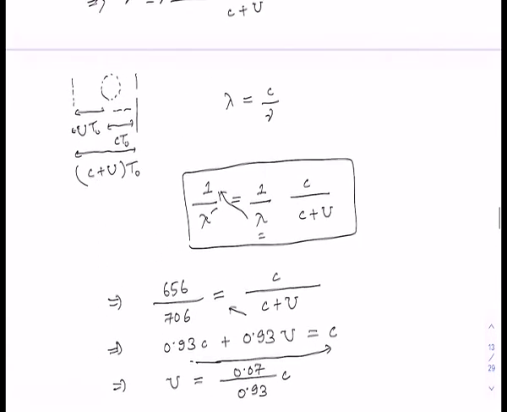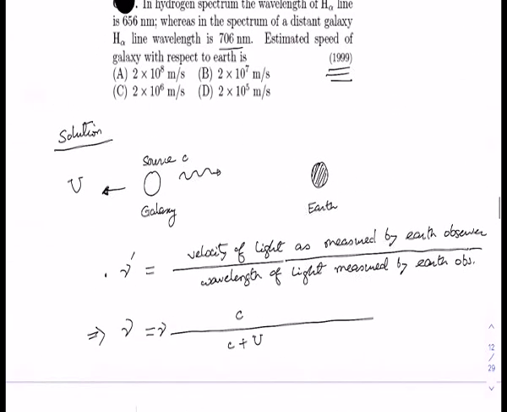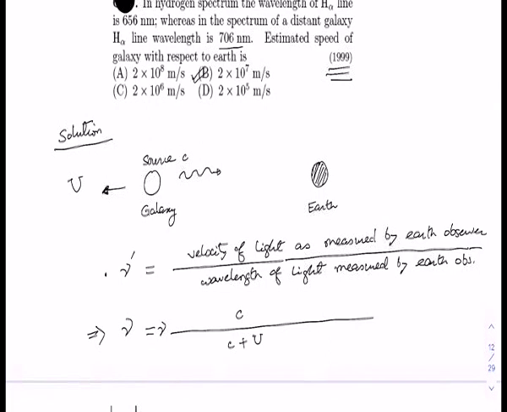So if you work it out, then it is going to give you 2.3 into 10 to the power 7 meter per second, where I am taking c is equal to 3 into 10 to the power 8 meter per second. So therefore the correct option here would be option B. Okay, so this is the correct answer. This is a little bit off the track, but you see that by using first principles you can work out this problem also.